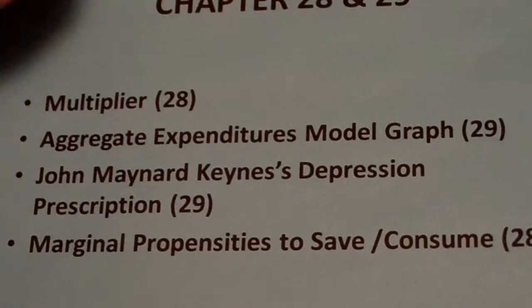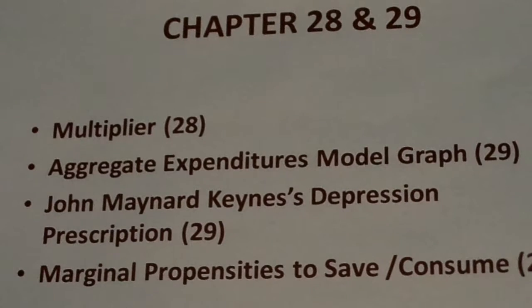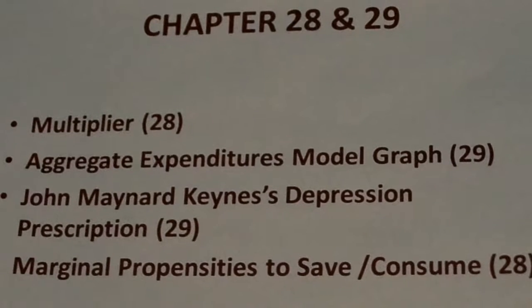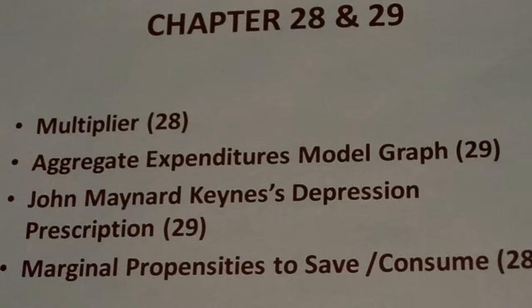Chapter 28 and 29. You would need to be ready to calculate the multiplier. You would need to be able to tell me what's on an aggregate expenditures model graph. Remember John Maynard Keynes's depression quip? He was talking about the stuff in the bottles and dollar bills. And also you'd have to know the marginal propensities to save and consume. And here, you'd have to be able to number crunch the formulas.